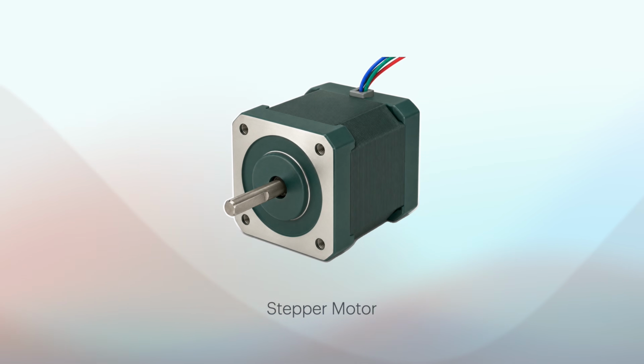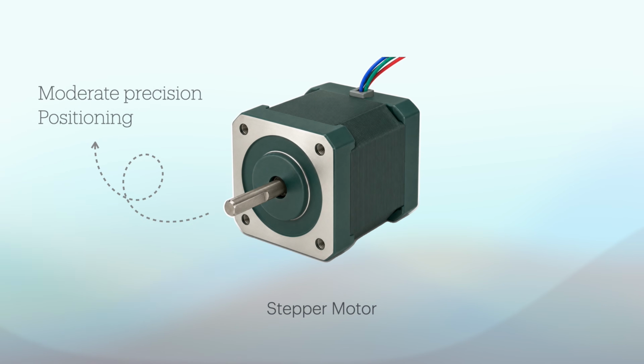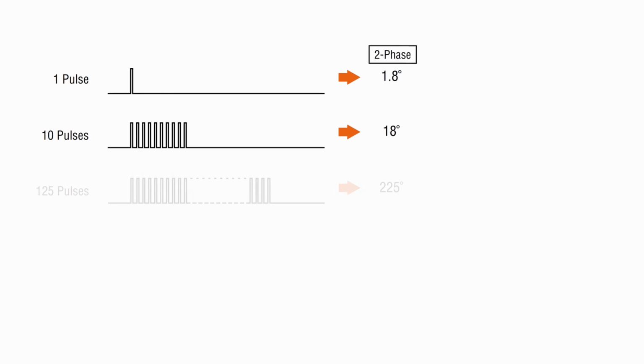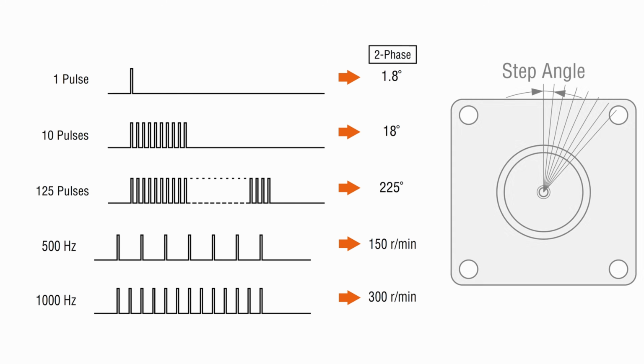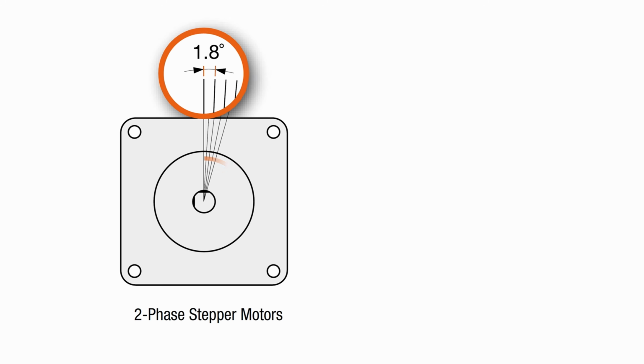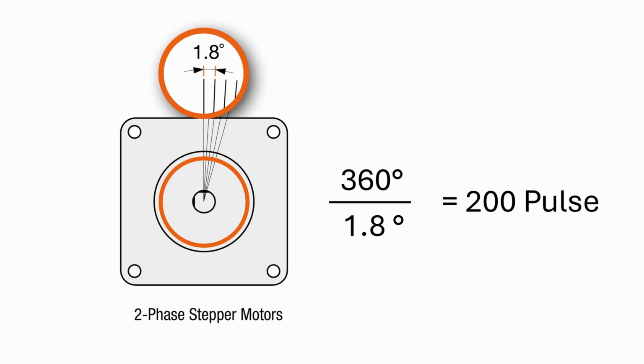Stepper motors are known for providing moderate precision positioning at low cost. They operate on electrical pulses. Every pulse rotates the motor by a fixed step angle, and this is why they are called stepper motors. Most stepper motors have a fixed step angle of around 1.8 degrees, which means one complete revolution requires around 200 pulses.